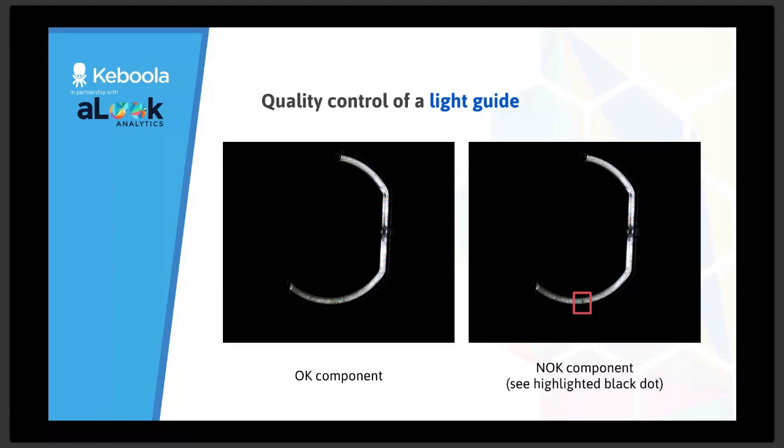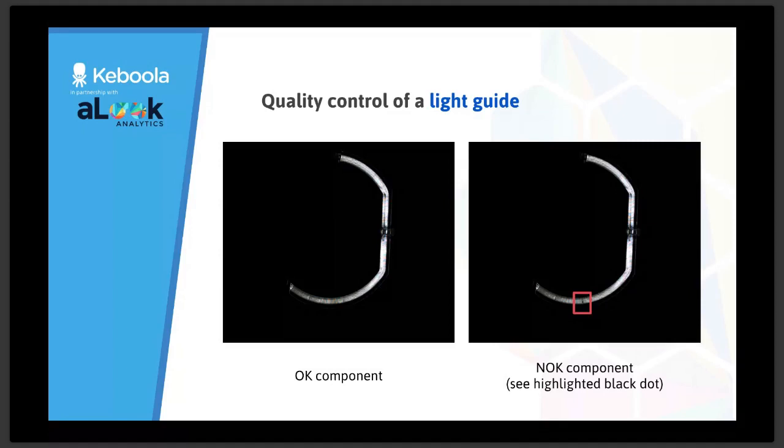The example I'll be using is a component called a light guide. It is a piece that is part of a car headlamp. That's the piece that creates those nice shapes of light that you can see in modern cars like BMWs or Skoda or Audis. An example of an OK component is visible in the left image. In the right image, you can see that the component is not OK from the functional perspective. The reason is this tiny black dot that is framed by the red box.